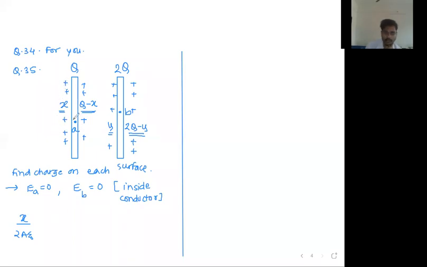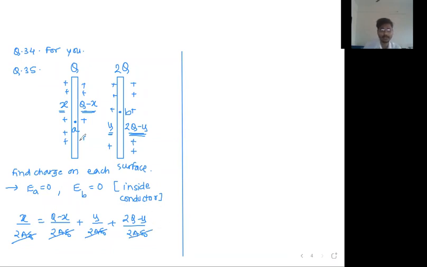Okay, so because of the x it will be rightward, and because of other charges q minus x, y and 2q minus y it will be leftward. So I will write q minus x upon 2a epsilon 0 plus y upon 2a epsilon 0. Instead of charge put y. Now instead of charge put 2q minus y upon 2a epsilon 0.